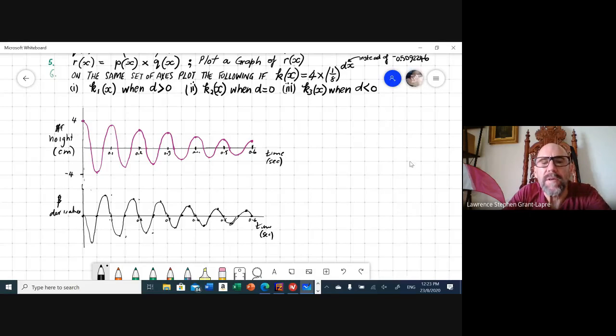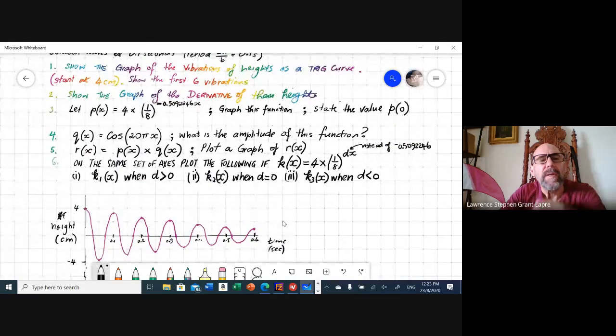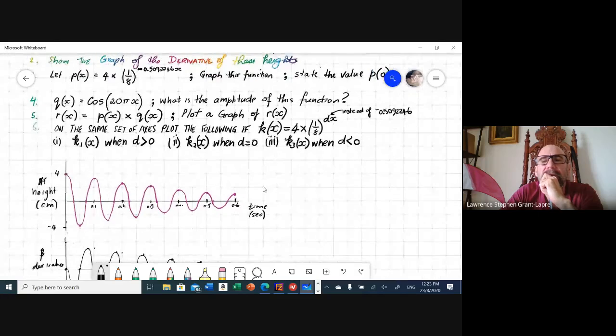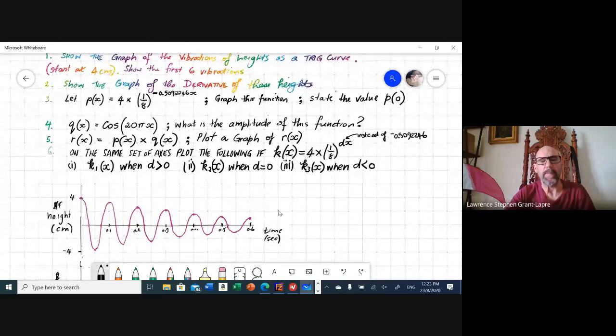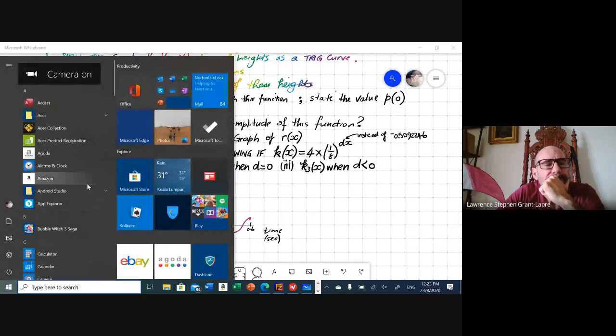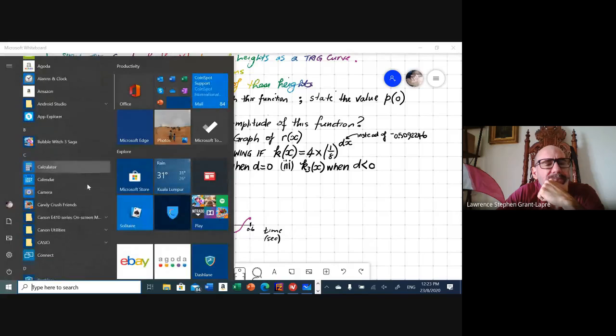Okay, let's go back, have a look at the third one. Let P of X be 4 times 1/8 negative 0.5092. Graph this function. State the value of P of 0. Okay, do I have Casio function? I'll just check. How do I check? See if my Casio function's working. Don't know if this subscription is valid.